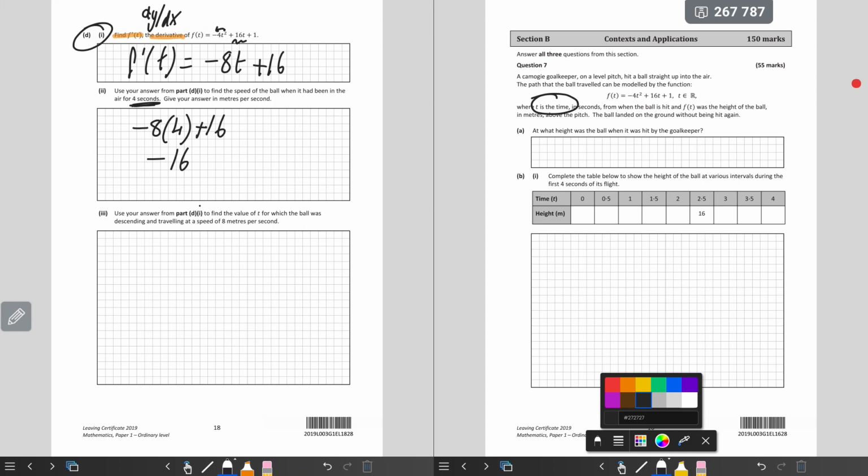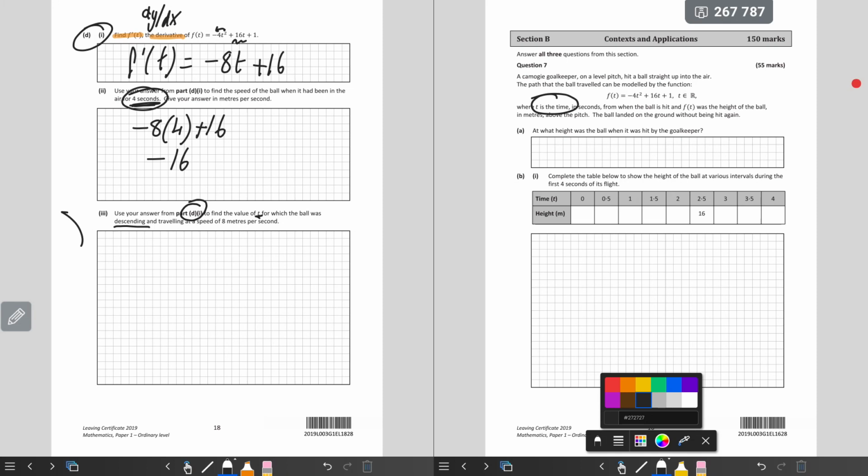And then use your answer from part d once again to find the value of t. And once we're saying to find the value of t, we're going to be leaving t in and letting it equal the answer. Value of t for which the ball was descending. What does descending mean? Going downhill, good. We're on the end slope, and travelling at a speed of 3 metres per second. Now, I dare say it's before 4 seconds.